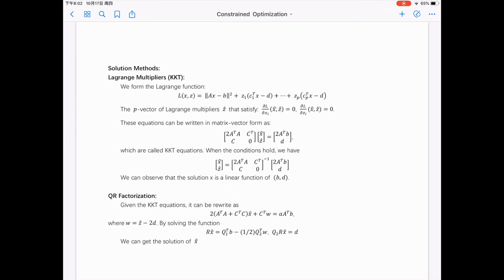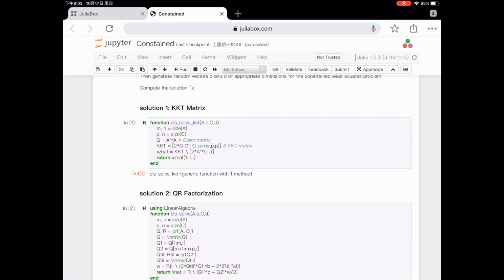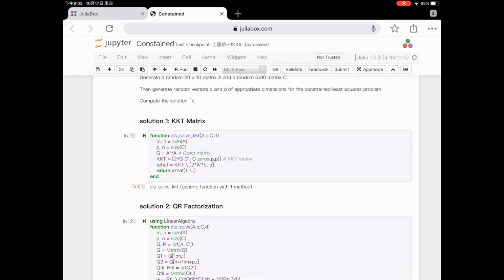Hence, the matrix containing x hat and z hat can be written in Julia like this function. And rows 1 to n in this matrix are exactly the x hat we need.